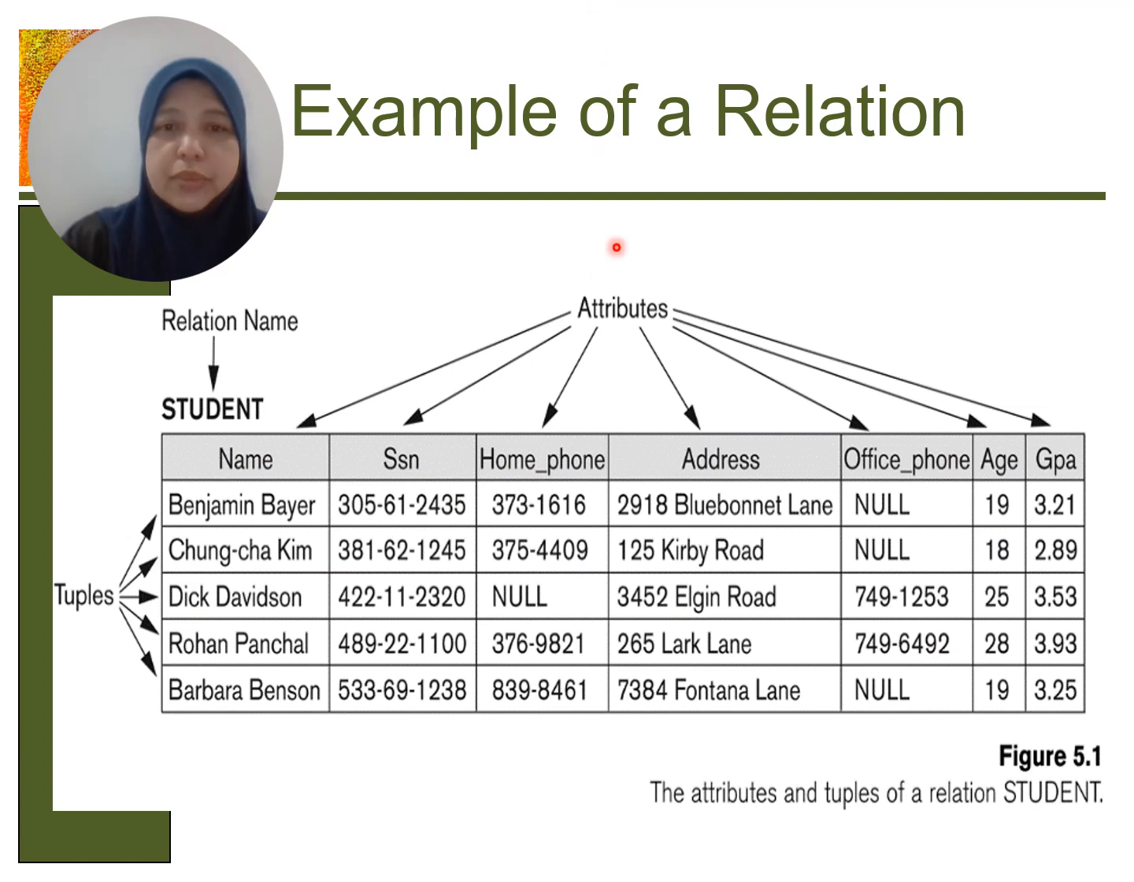Okay, this is an example of a relation. A relation is a table, right? So in a table, we have the name of the relation. We have the attributes of the relation. Student has name, student has SSN, which is the ID number. Student has home phone, address, office phone, age, and GPA. And these are rows, which we term as tuples, but it's okay if you want to term them as rows or columns or fields in the database terminology.